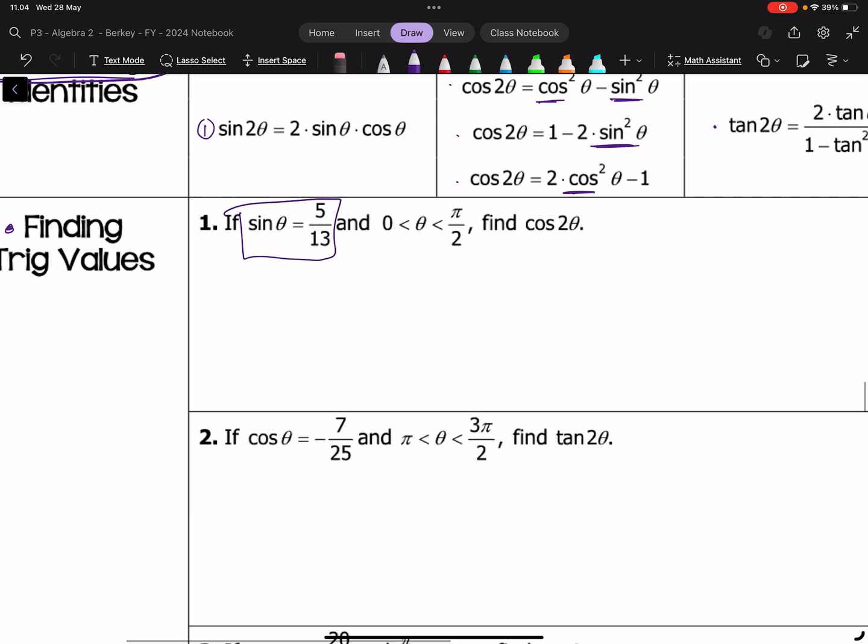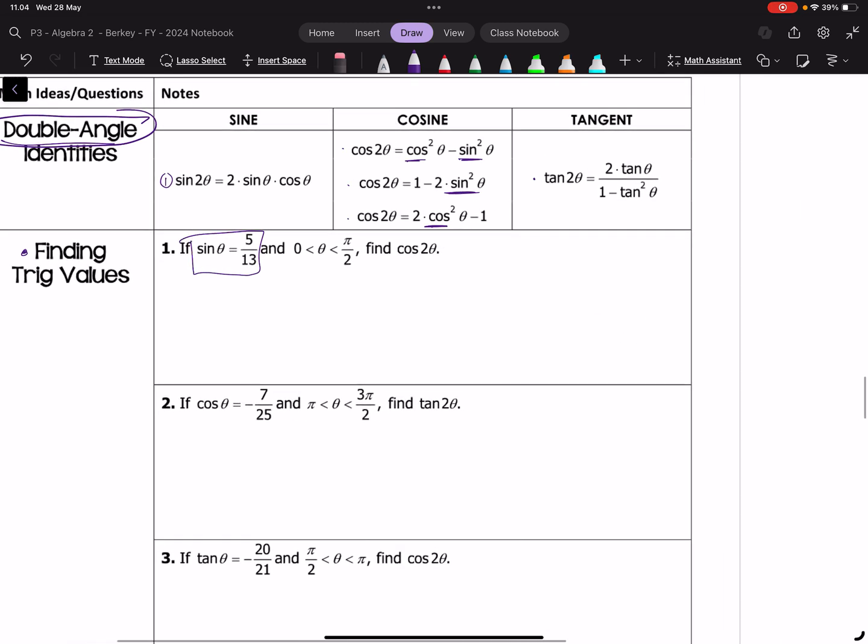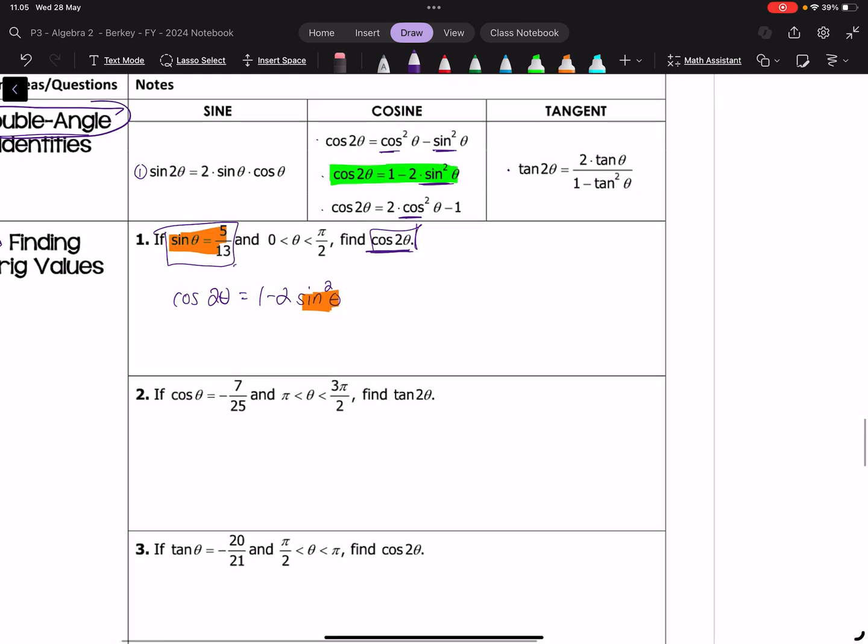Here we go. Sine of theta is equal to 5 over 13, find cosine 2 theta. If I'm given sine and I'm trying to find cosine 2 theta, which equation should I use? I'm going to use this middle equation because it has sine theta in it, and I have the value of sine theta right there. So I can say cosine of 2 theta is equal to 1 minus 2 sine squared, and then I'm going to make the substitution here.